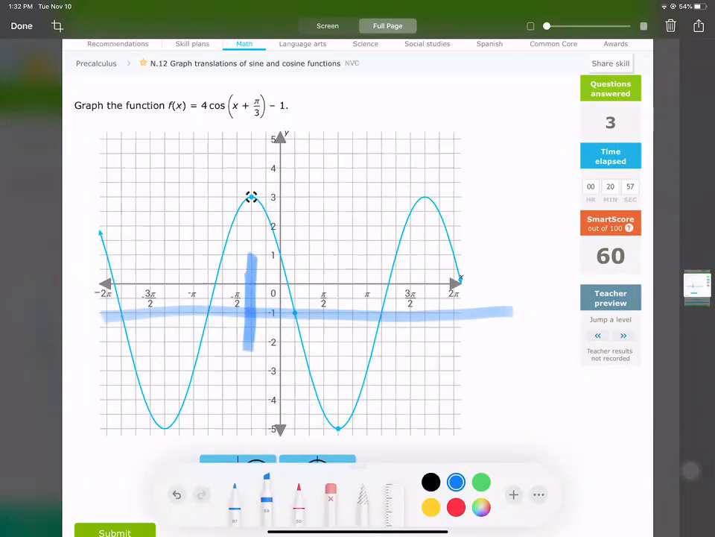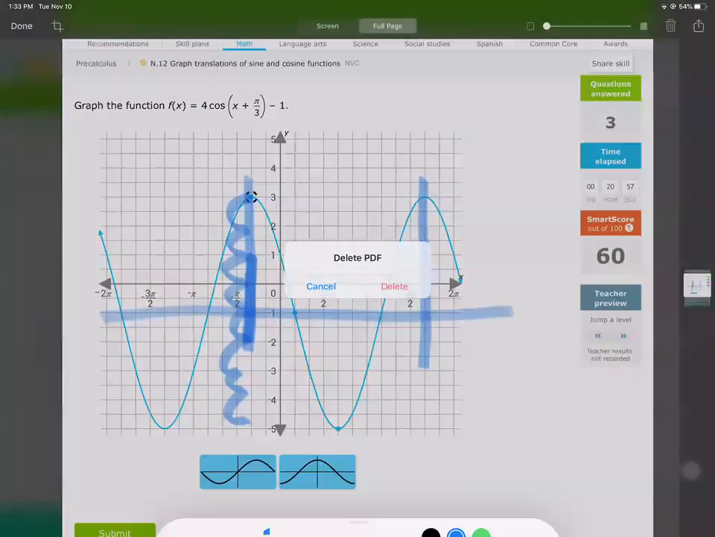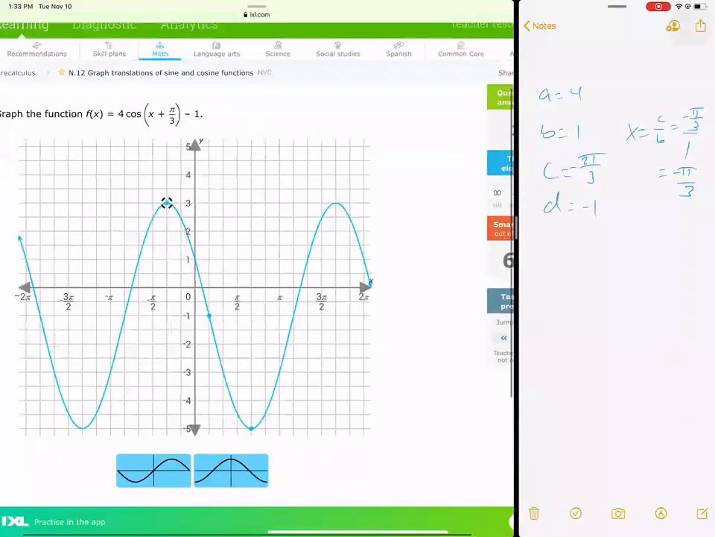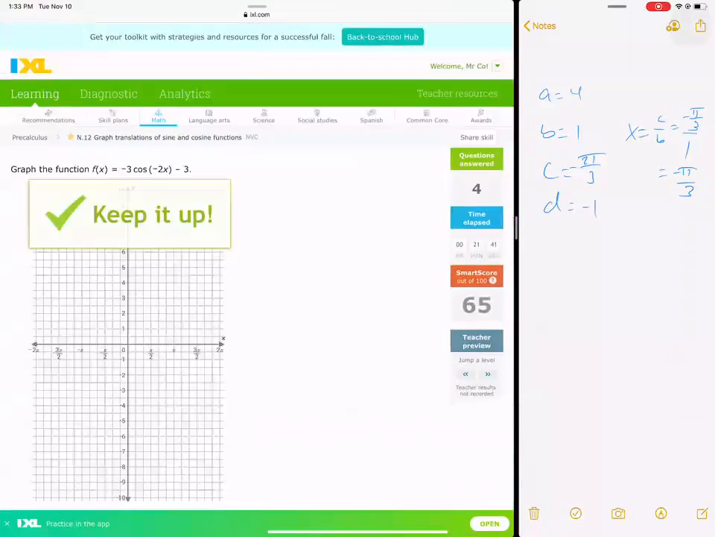My B value is 2 pi. So we start and we stop 2 pi away. That's going to be 2 pi. And we are going to do the amplitude of 4. 1, 2, 3, 4. And down 1, 2, 3, 4. Yep, we got this graph. It better work. Submit. All right.